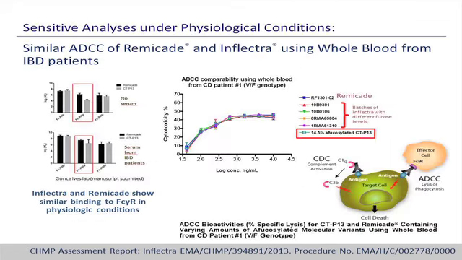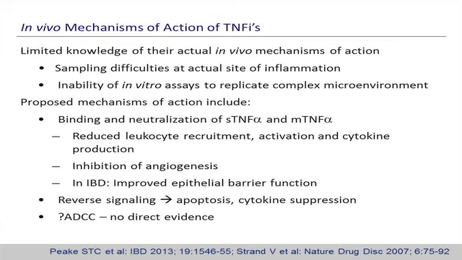And when you look at the analyses under physiologic conditions, in fact, when you use whole blood derived from IBD patients and use lamina propria cells, then you find that there really is not a difference between these products. They do not behave differently ex vivo in an IBD model. Now, we still really don't know how well TNF inhibitors work or exactly what their mechanism of action is because it is difficult to sample at the site of inflammation.